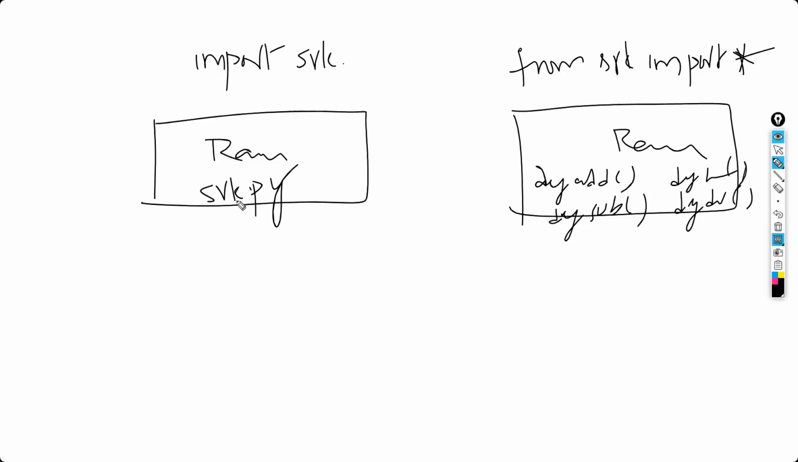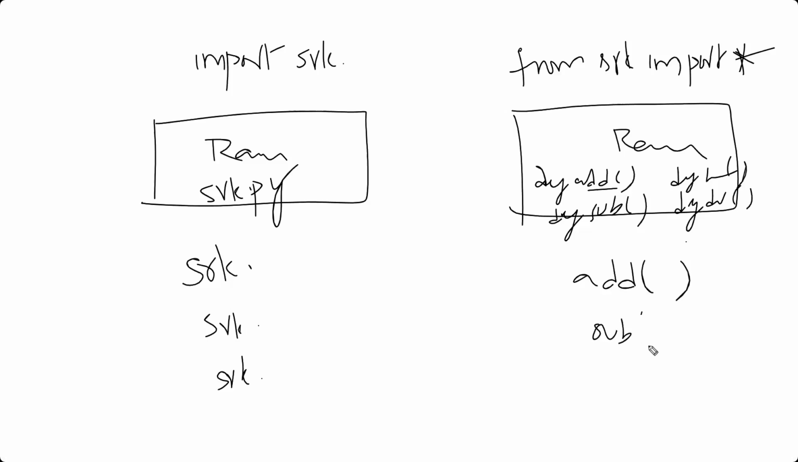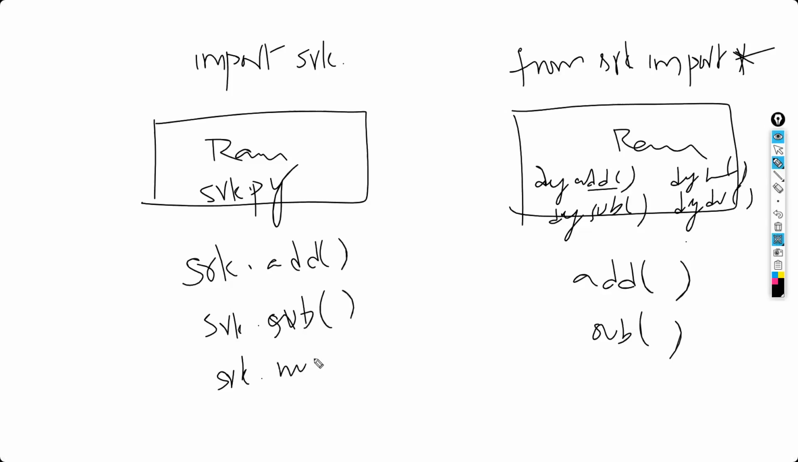In this one, we have to use srk dot every time, srk dot, srk dot, for each and everything. But in this one, we need not use anything. Directly we can use the function name only, add of, sub of, like this. But here you have to use srk dot add, srk dot sub, srk dot mul, and here you directly use mul. That is the difference. Is the point clear now, everyone?